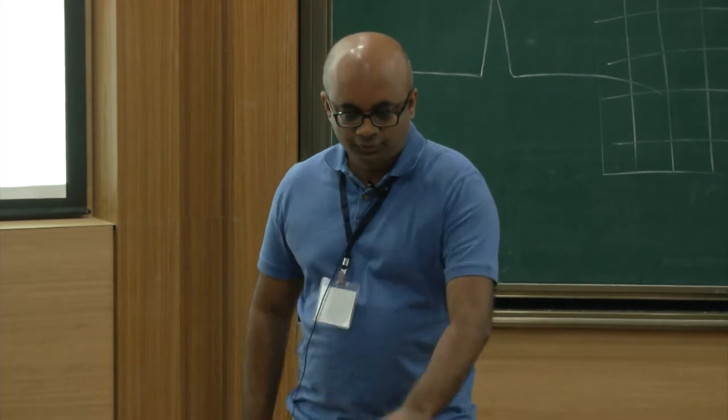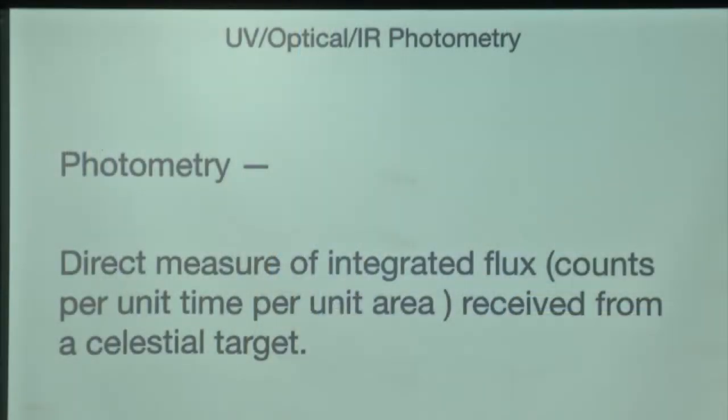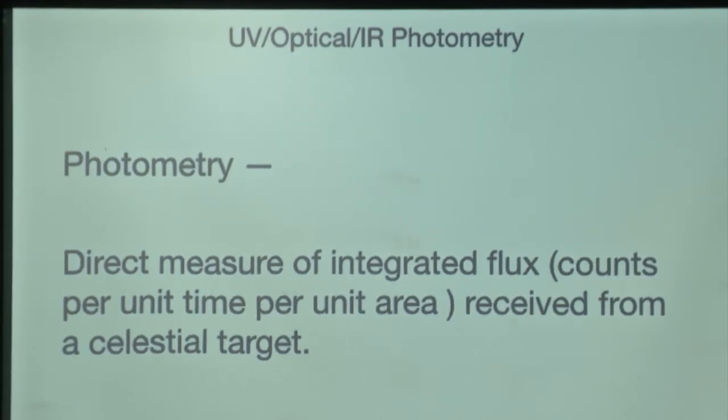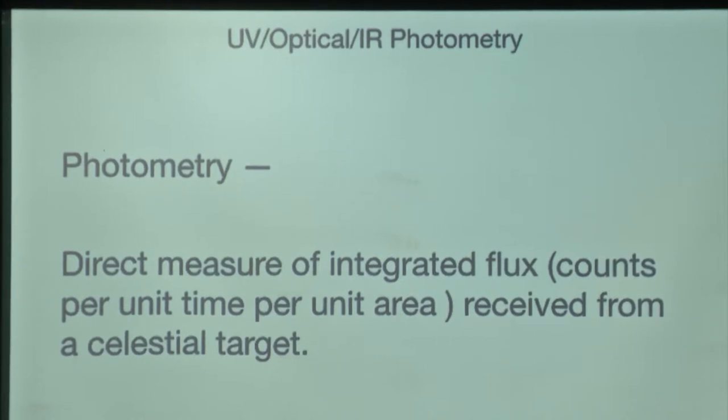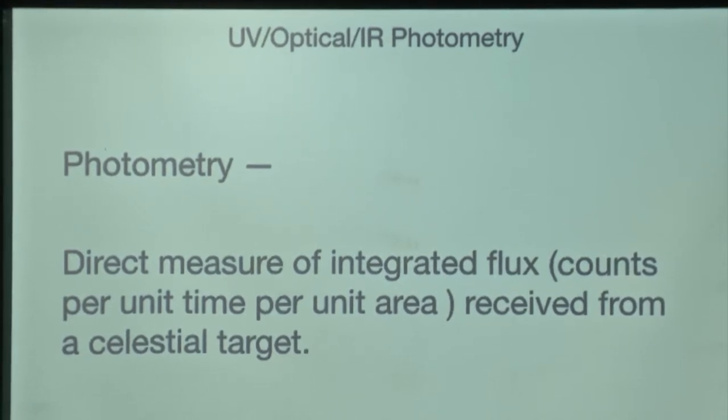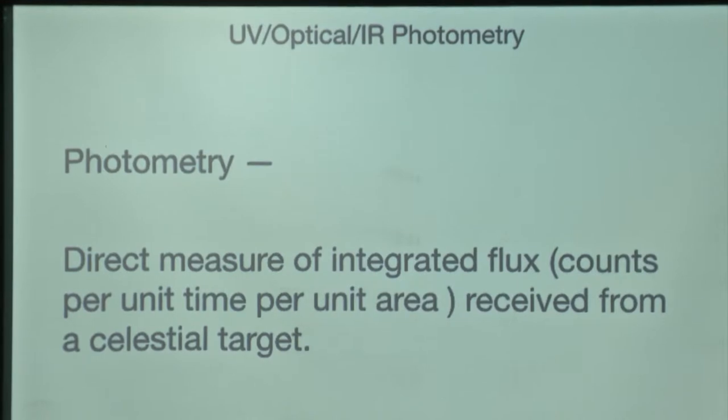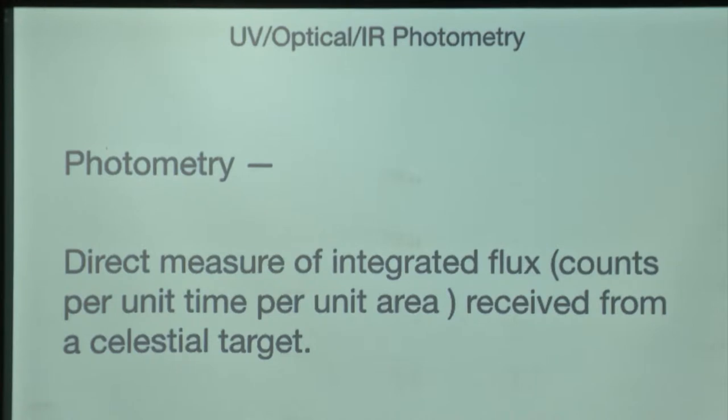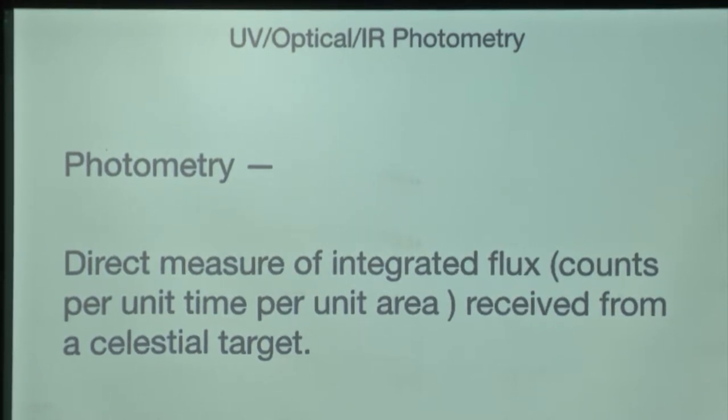Okay. So, what is photometry? It's basically a direct measure of integrated flux, that is counts per second per unit area, received from a celestial object. So, once you have an image, you have to measure counts or integrated flux from the object of your interest, and then in this session we are going to learn the techniques and tools for how we can measure the fluxes or integrated flux from your object of interest.